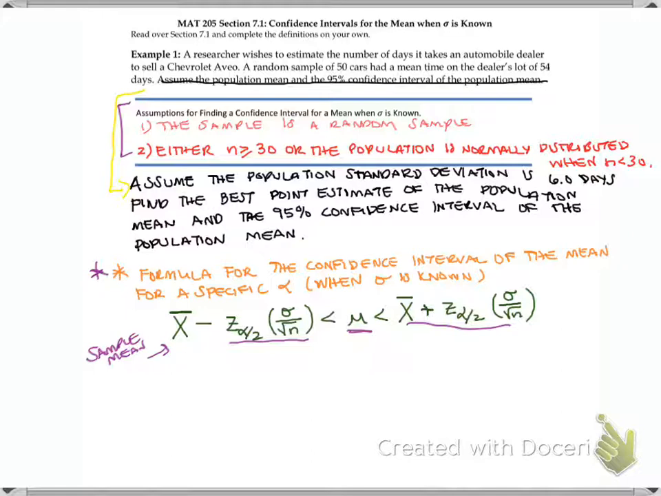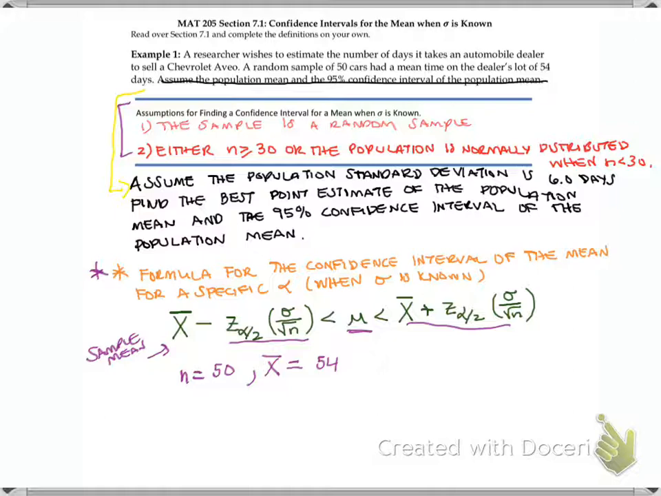For this, since we want to know the 95% confidence interval, let's get our data together. So if you read back over the problem, what's our n? Our n is 50, right? Because we have a random sample of 50 cards. Our sample mean, our x bar, is also given, and that's 54, okay?